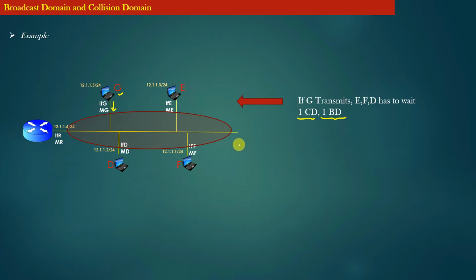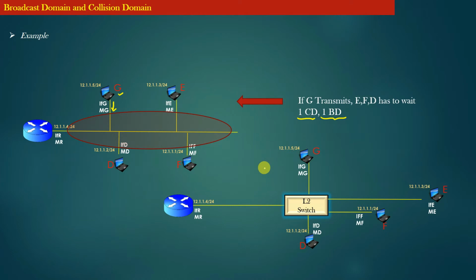So apply the analogy that if machine G places the frame on this physical wire, assume that the physical wire carries a current and you will die if you touch this wire. So it means that when machine G transmits a frame on the physical wire, the host machines E, F, D along with the layer 3 router have to wait to transmit their own frames. Right? Now let us discuss the second example.